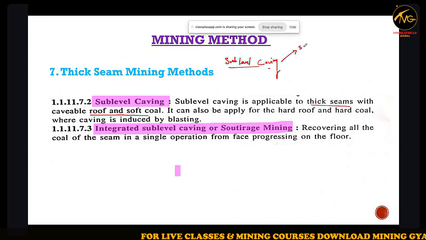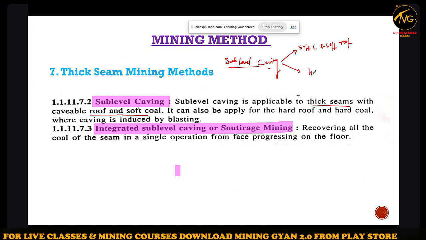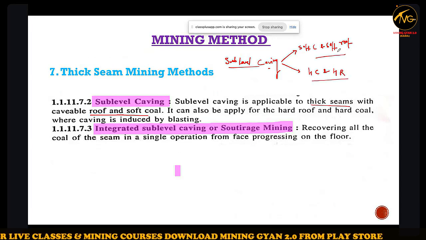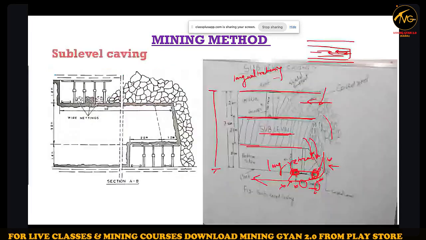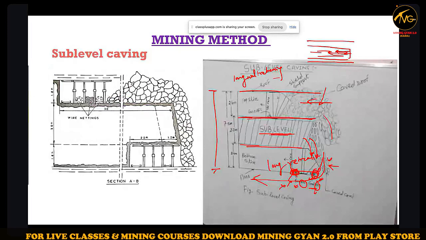If we have a soft coal and soft roof, or hard coal and hard roof, we will use sub level caving method. So यहाँ इतना ही है. I have explained the process. अगर फिर भी दिक्कत होगा तो लास्ट में you can comment, I will explain it again.